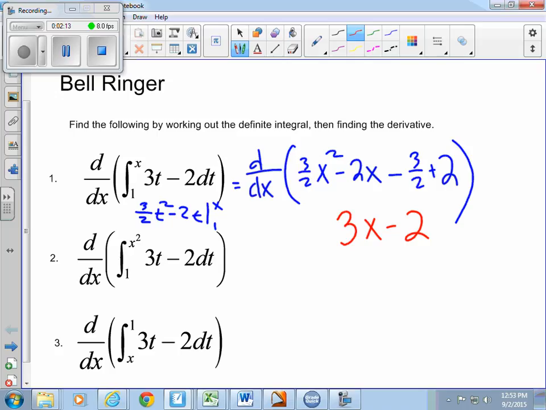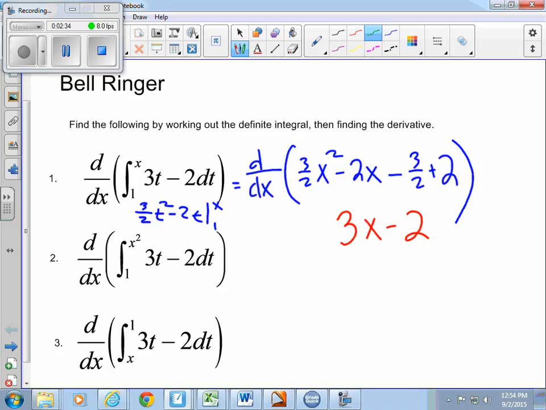Now let's try the next one. So good notice, I got 3t minus 2. My answer ended up being 3x minus 2. So it's the same as the original. So I'm going to explore the next one. I already know the antiderivative, right? I can cheat a little.